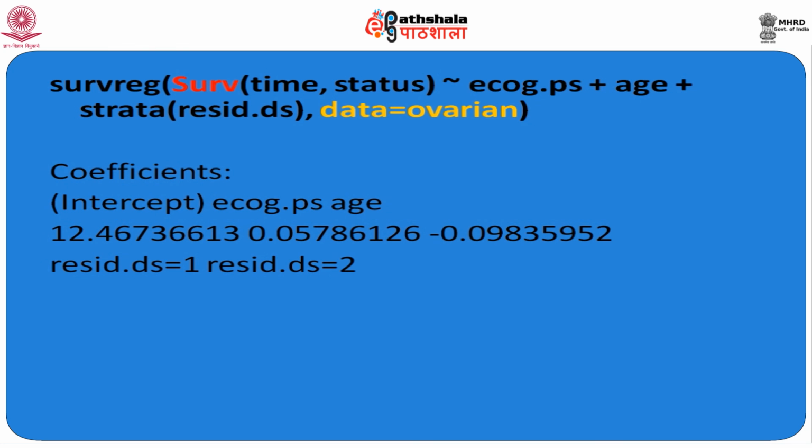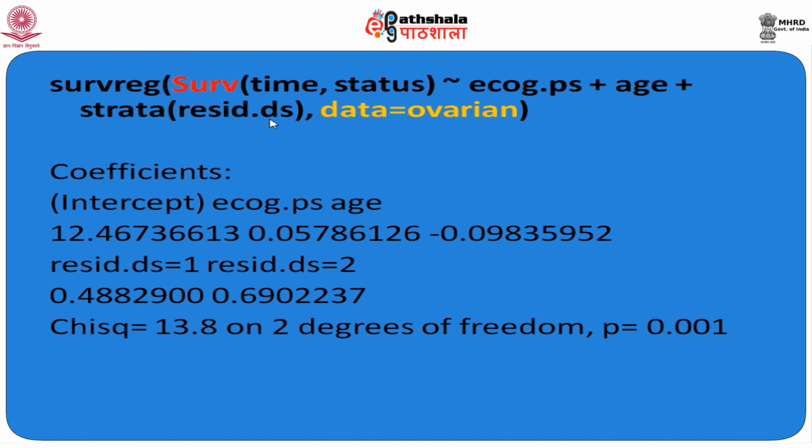Residuals. Resid.ds is taken 1 and resid.ds is taken 2 for their regression coefficients coming separately 0.48 and 0.69. So strata wise the regression coefficients can be obtained once we specify the function strata and thereafter our specific variable, the variable having a dichotomous value. Here the significant difference is coming between these two factors for the 26 observations, for the 26 patients.